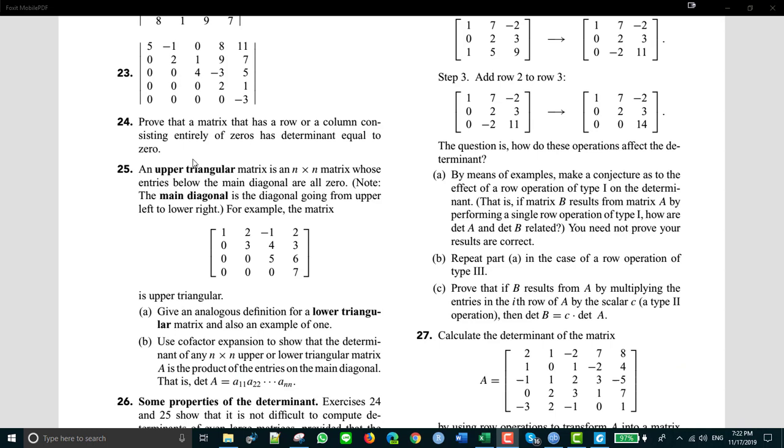So the same can be said if you have zeros in any row or any column. Okay, we also talk about certain kinds of matrices called upper triangular. You can see why this might be called upper triangular, because this part over here is all zeros.